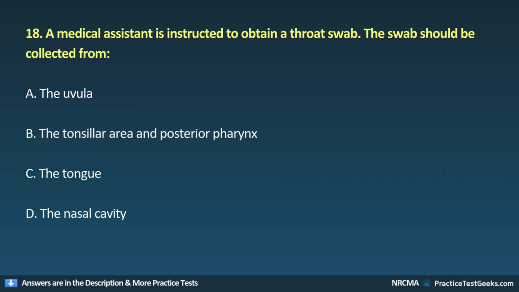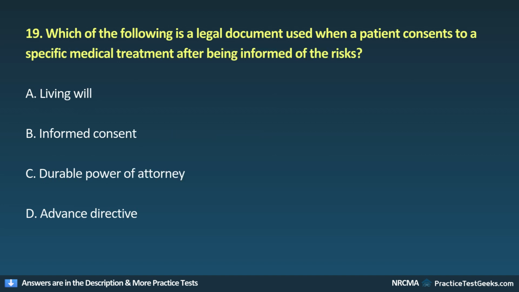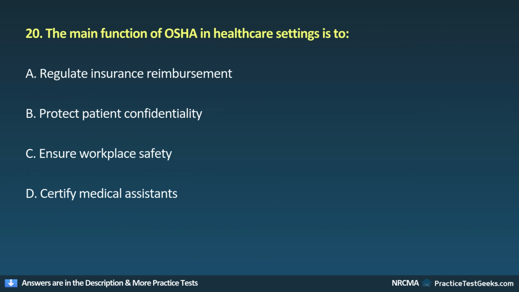C. The tongue. D. The nasal cavity. 19. Which of the following is a legal document used when a patient consents to a specific medical treatment after being informed of the risks? A. Living will. B. Informed consent. C. Durable power of attorney. D. Advance directive.